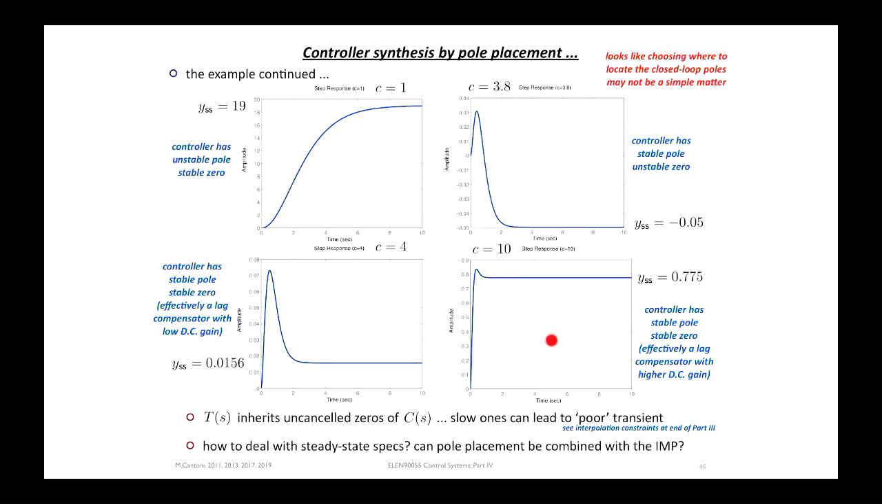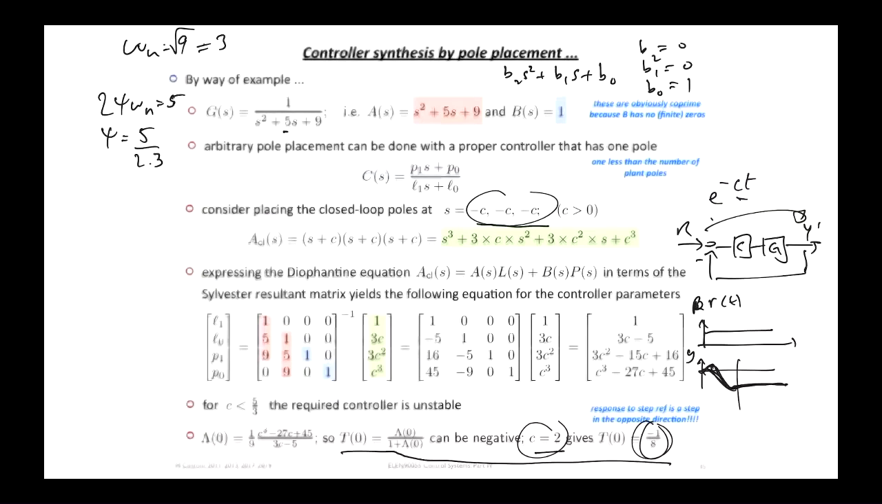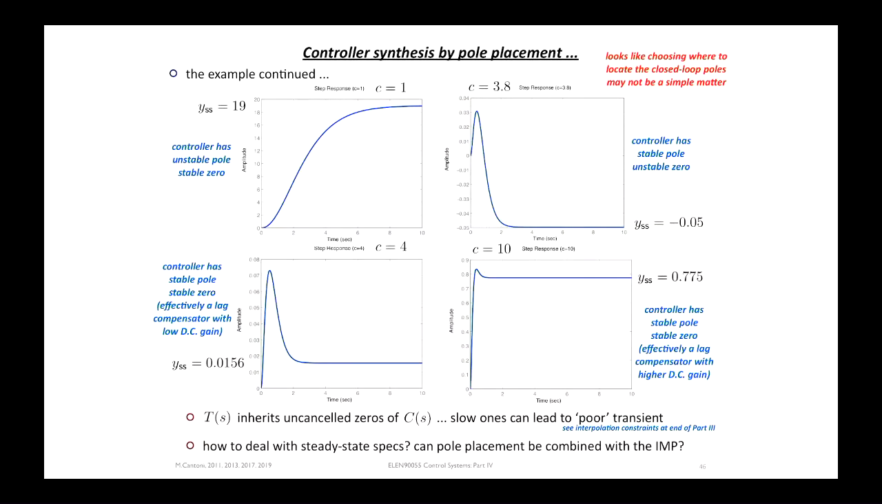Really what we're seeing here is that, by putting all of our attention on the location of the closed loop poles, we're not taking into account steady state performance specifications. That's really the problem with all of these: in steady state they're not giving us what we want. They're giving us the right sort of transients that die away quickly, but in steady state we're not getting what we want.